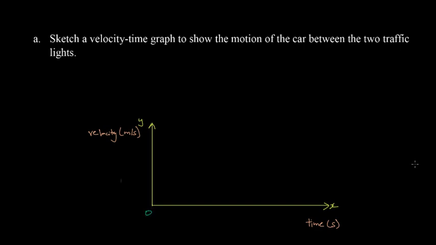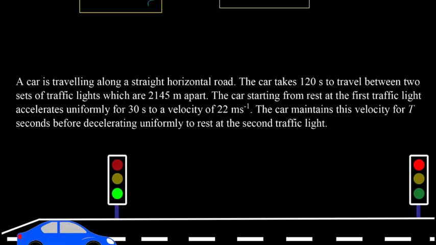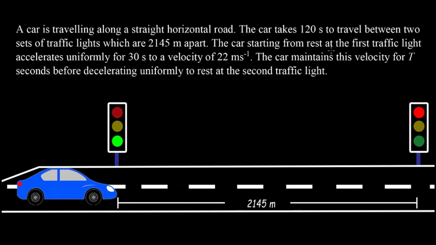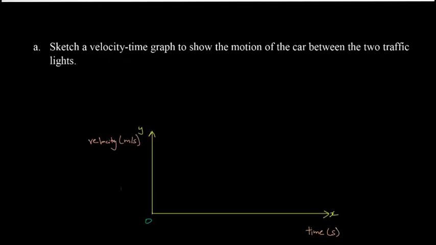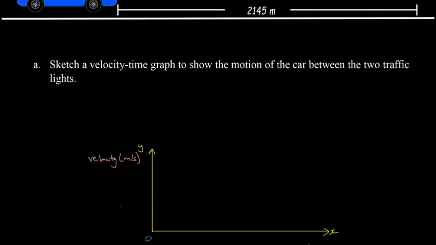So it says that the car would start from rest, right, and accelerate uniformly for 30 seconds up to a velocity of 22 meters per second. So we can show that by considering that once the car is accelerating uniformly, we're going to get a straight diagonal line. So let's just put that in. So we get a straight diagonal line to show the acceleration for the first 30 seconds, like that.